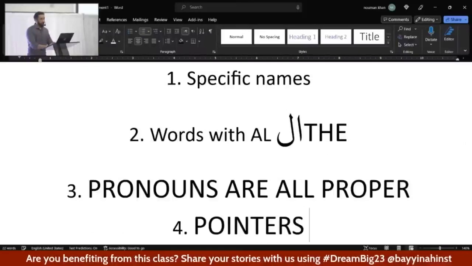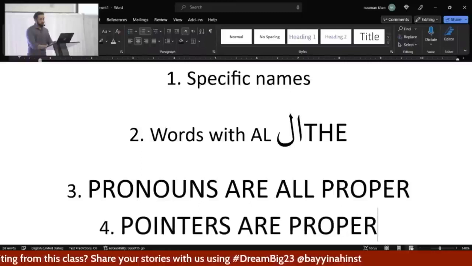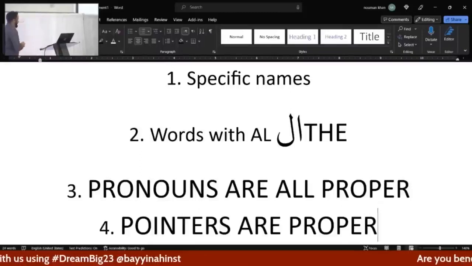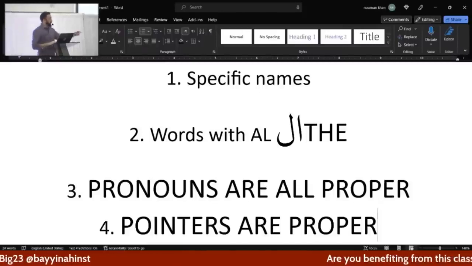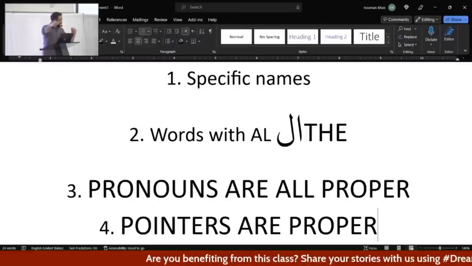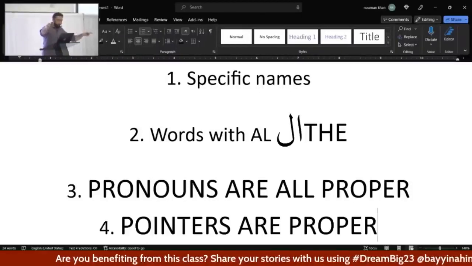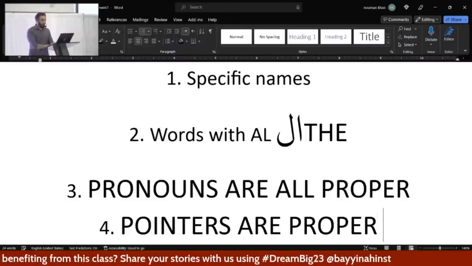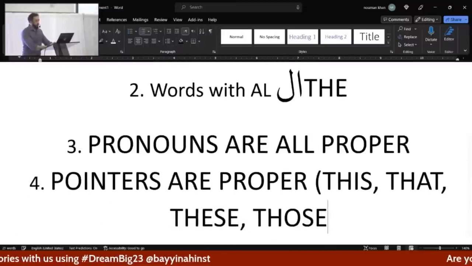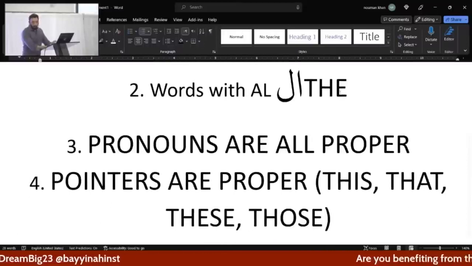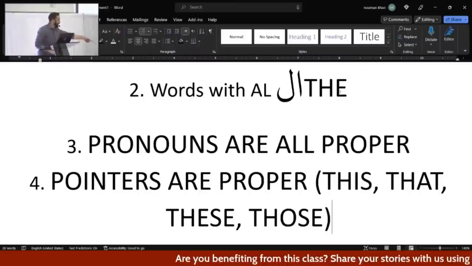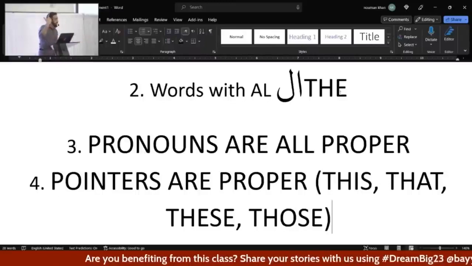Pointers are proper. Pointers are also proper. We will learn, in a few days, we will learn the pointers. But you remember when I was saying dhalika and I was saying tilka? I was using that to what? Point. So there are words in Arabic. Now, what are pointers in English? This, that, these, those. Okay? Those are pointers. The moment I point at a chair, I specified the chair. So a pointer by itself is always proper.